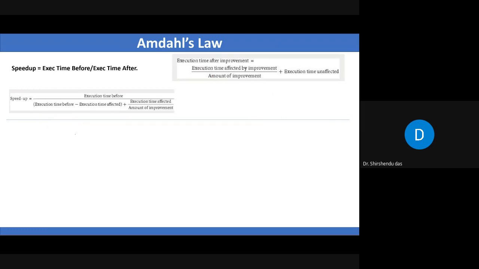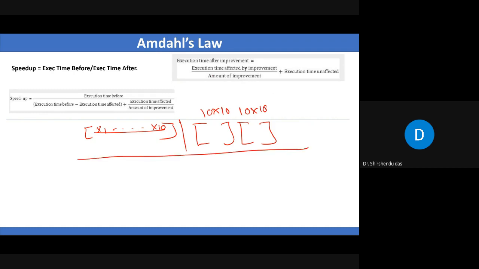Suppose there is a computer where I need to perform an addition of x1 to x10. There are 10 values, and I need to perform the addition of these 10 values. Then I have two 10 cross 10 matrices, and I need to perform addition on them. The result R will be x1 plus x2 plus x3 up to x10.